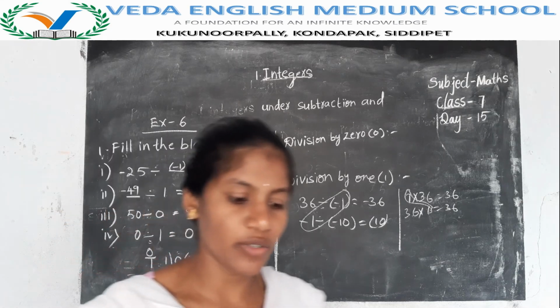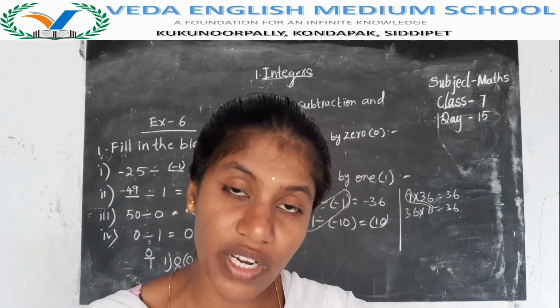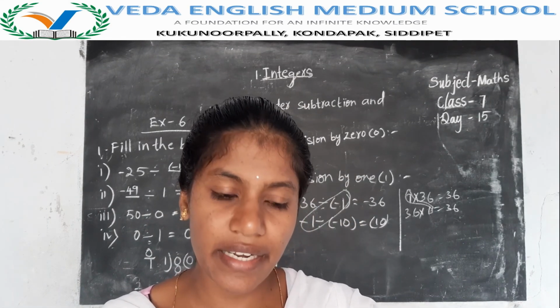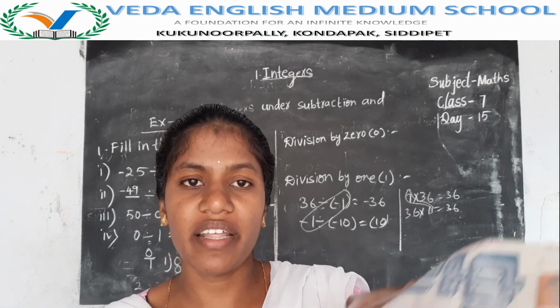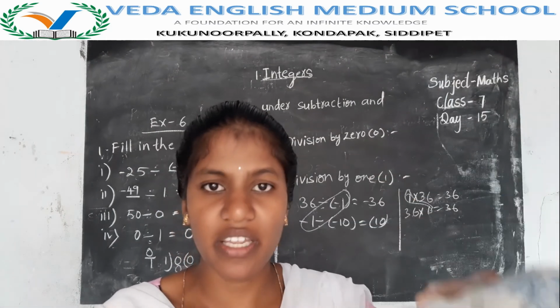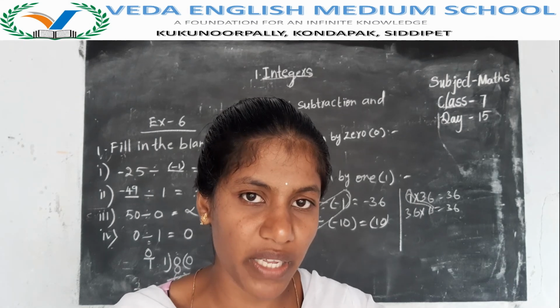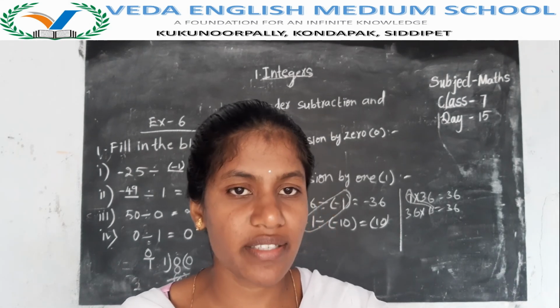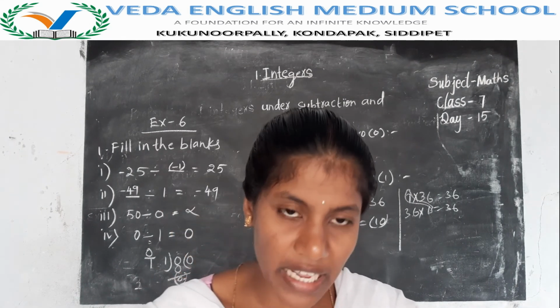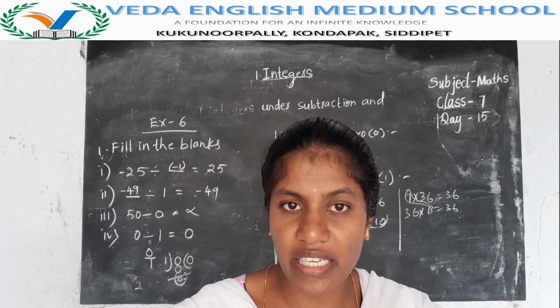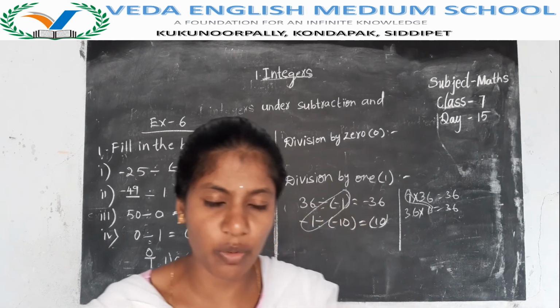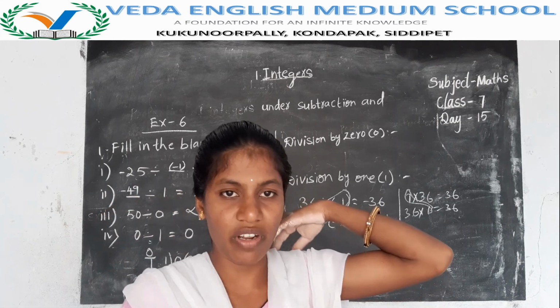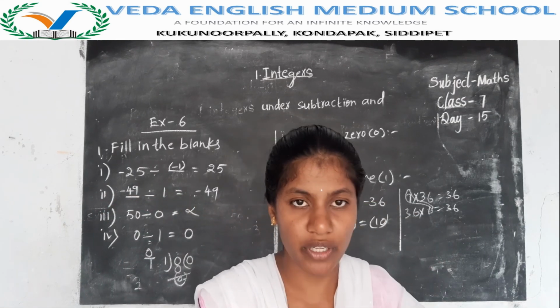Don't write anything now. Today I will send you some homework. Complete that homework and write exercise 1.6, then the properties of integers under addition, subtraction, multiplication, division. If you have any doubt, ask me, I will explain. Then complete exercise 6 and send to me. In our next class, we will learn exercise 7. In exercise 7, we have word problems. If we complete word problems, then our chapter 1 will be completed. Then we will go for chapter 2.